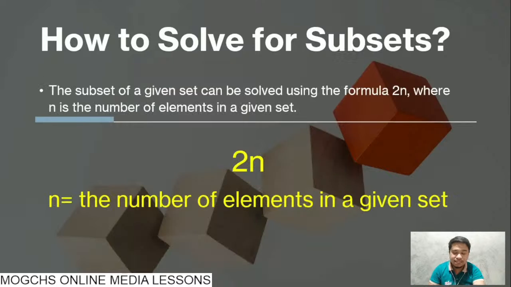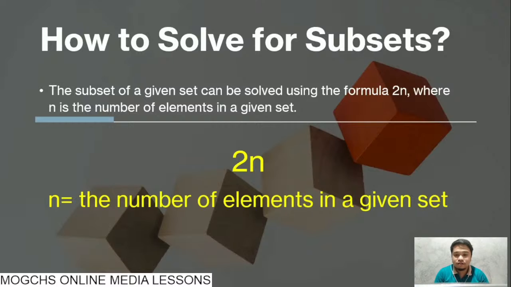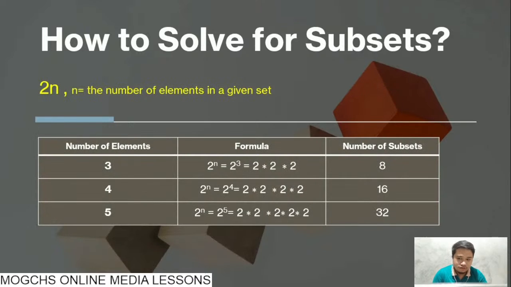To make solving subsets easier, we have a formula, which is 2 to the n. The number of subsets of a given set can be solved using the formula 2 to the n, where n is the number of elements in a given set. Again, n is the number of elements in a given set. Let us proceed to the other examples.